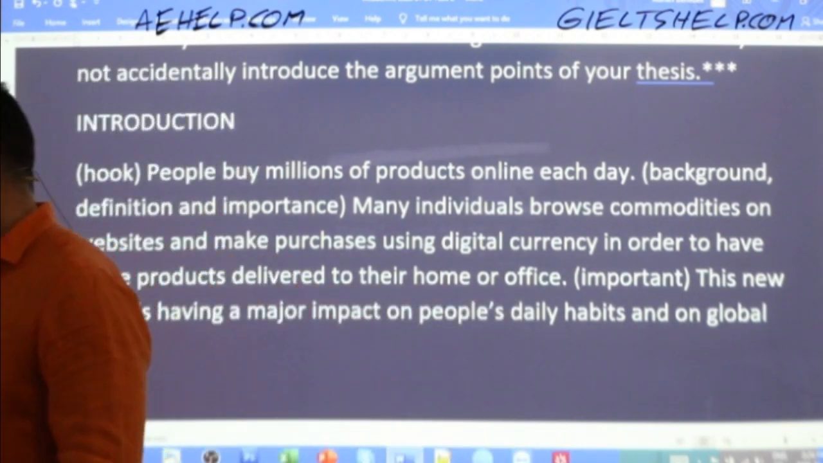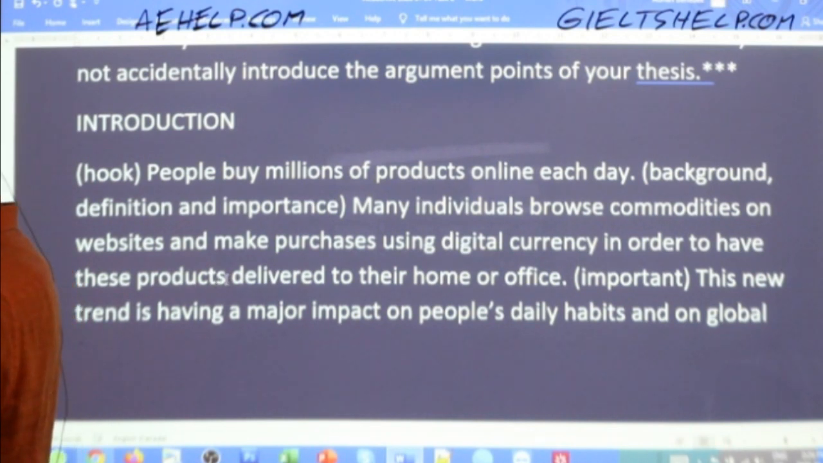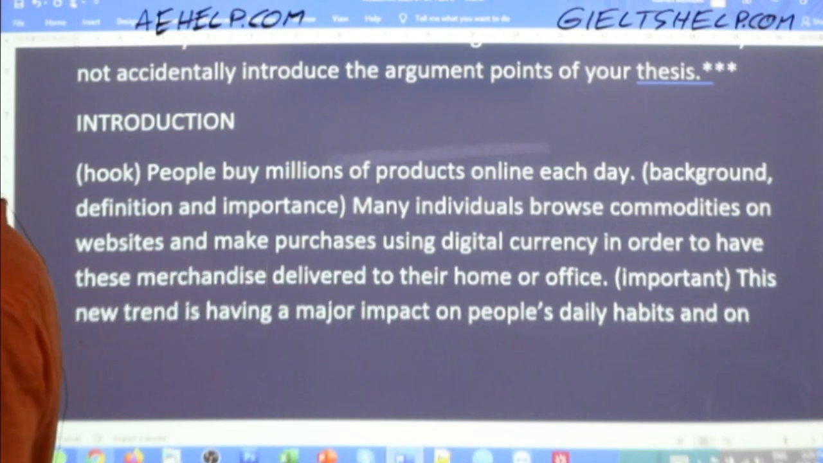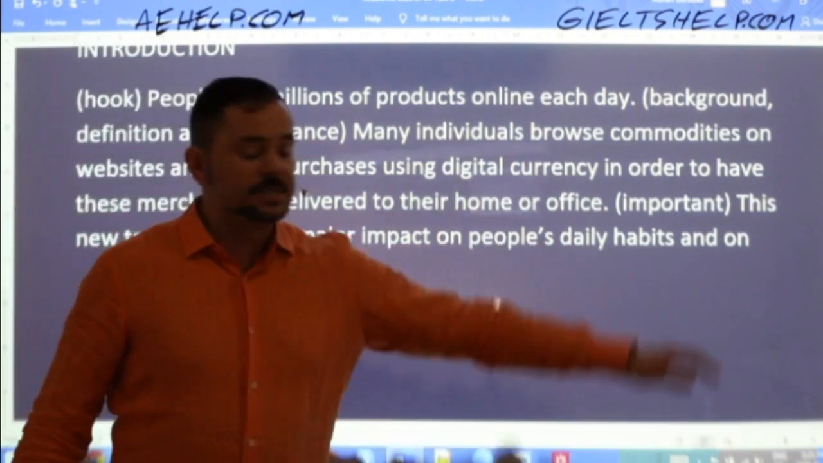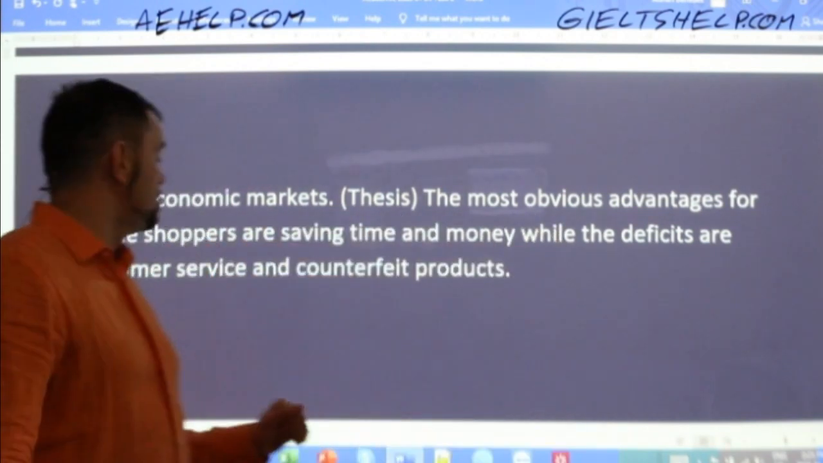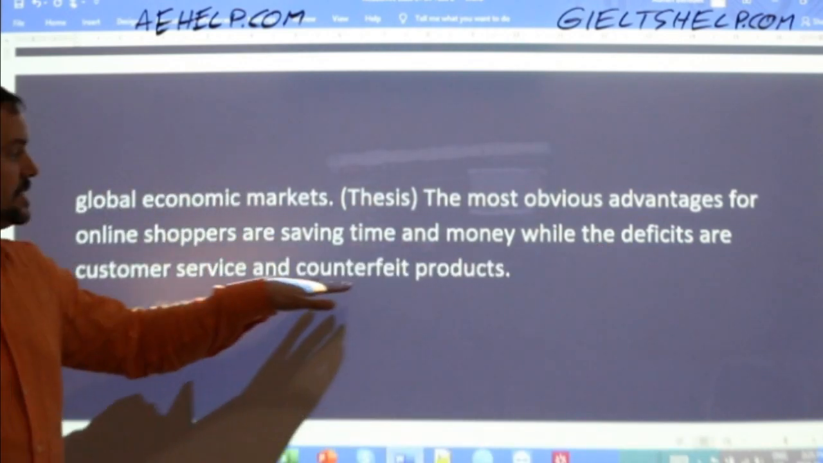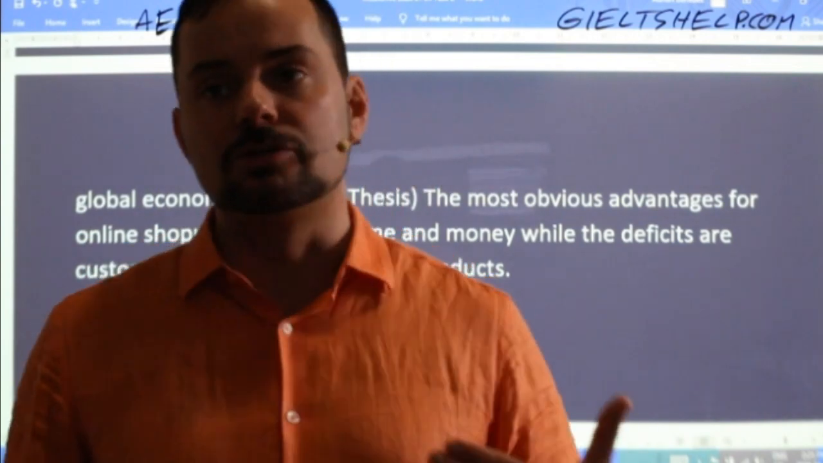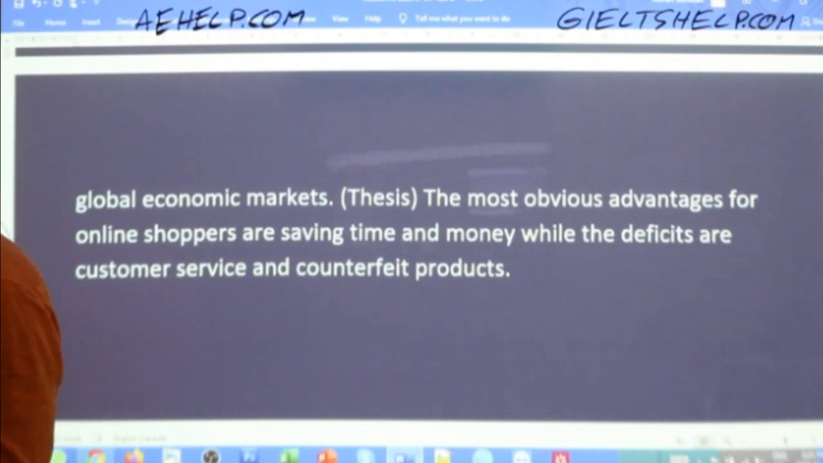I have the word products twice, so I'm going to change one to merchandise, increase my lexical resource score. This new trend is having a major impact on people's daily habits and on global economic markets. The most obvious advantages for online shoppers are saving time and money, while the deficits are customer service and counterfeit products. That's your band 9 level introductory paragraph, okay? Made up of the hook, the background, and the thesis.